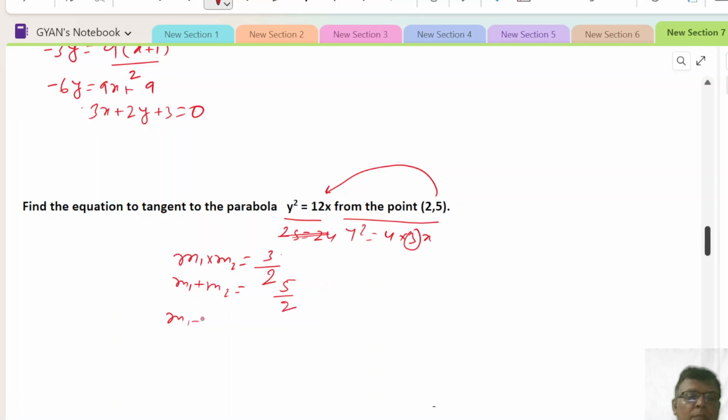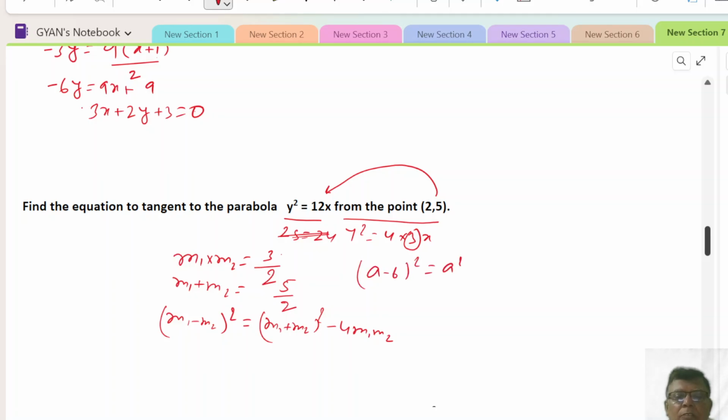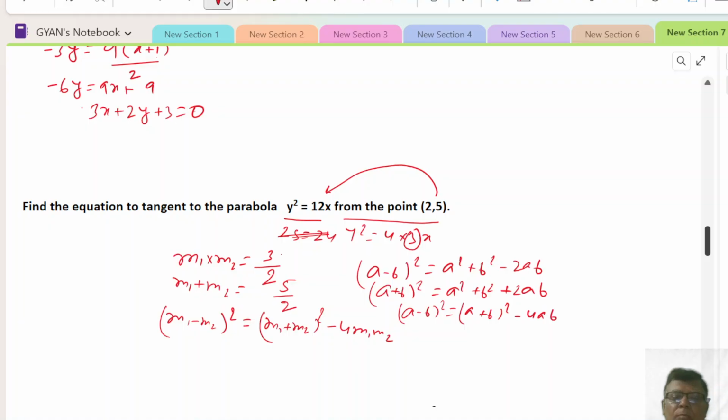So m1 minus m2 the whole square is equal to m1 plus m2 the whole square minus 4 m1 m2. How have we done this? a minus b the whole square is equal to a square plus b square minus 2ab, and a plus b the whole square is equal to a square plus b square plus 2ab. So a minus b the whole square is equal to a plus b the whole square minus 4ab.